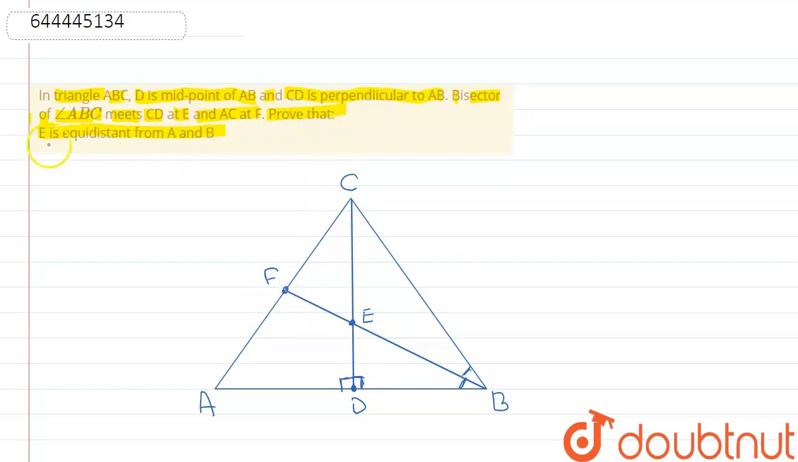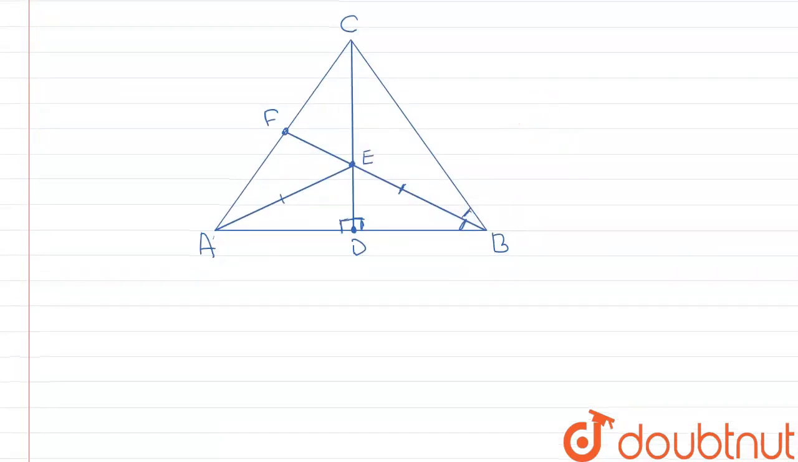Now prove that E is equidistant from A and B. That means you have to join this line like this. So now here we get AE. E is equidistant from A and equidistant from B, that means this line is equal to this line. Now we have to prove it. Clear? So now let us start the solution.